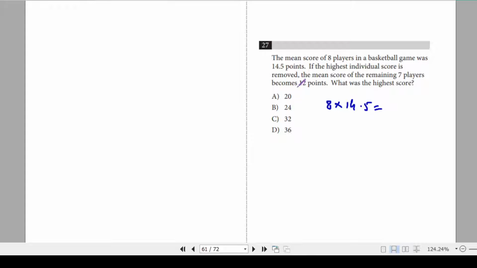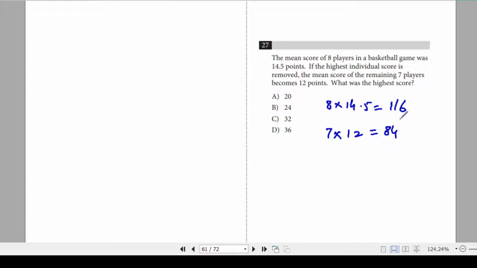Now one score is removed. So there are now 7 players and each has 12 points. 7 players, 12 points. So we'll get the total of those 7 players by multiplying 7 by 12. So this is the sum of the scores of 8 players, and this is the sum of the scores of 7 players. Okay. So 12 sevens are 84, and 8 times 14.5 is 116.